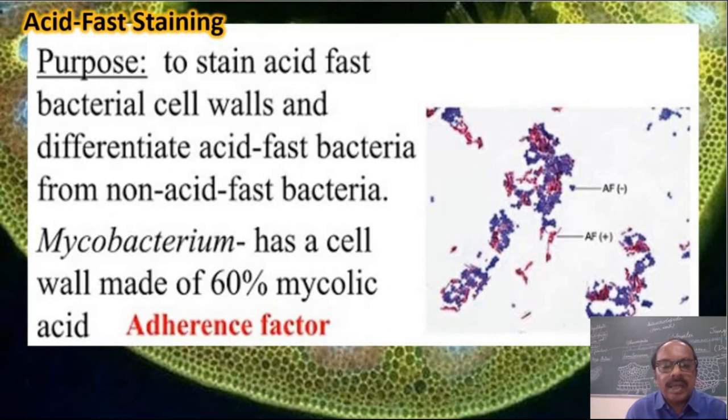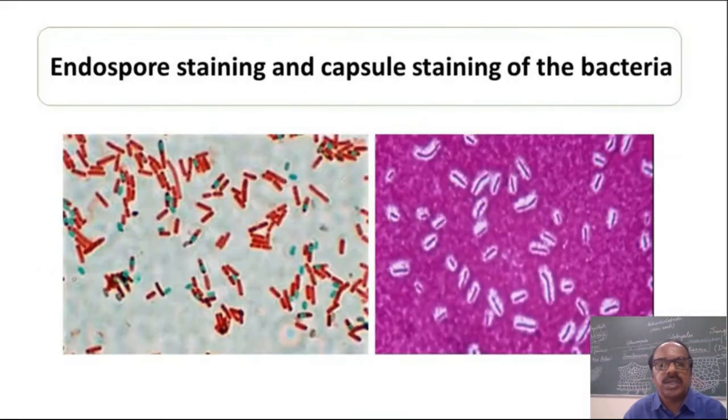You can see on the screen the acid-fast negative and acid-fast positive bacteria. You are able to see the differential staining of acid-fast negative and acid-fast positive. So this is what is called acid-fast staining.